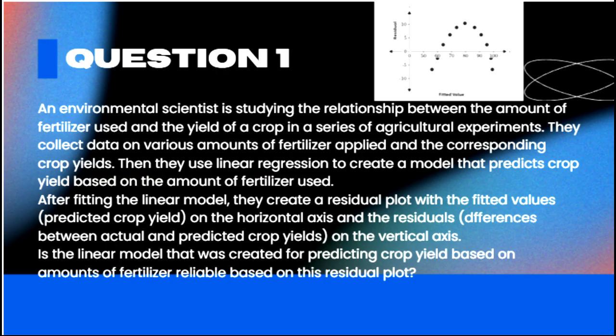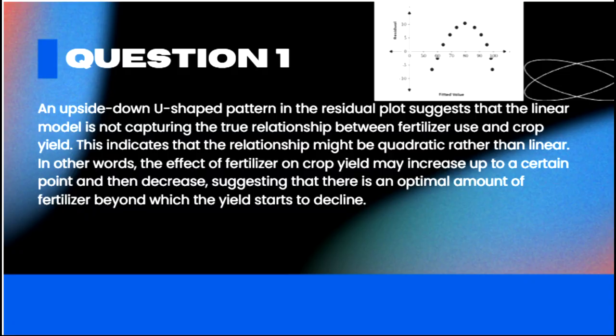Hey, guess what? You didn't need to read any of these 2 paragraphs. You just needed to look at the question and look at the graph. Is this reliable? No. An upside-down U-shaped pattern in the residual plot suggests that the linear model is not capturing the true relationship between fertilizer use and crop yield. This indicates that the relationship might be quadratic rather than linear. In other words, the effect of fertilizer on crop yield may increase up to a certain point and then decrease, suggesting that there is an optimal amount of fertilizer beyond which the yield starts to decline.